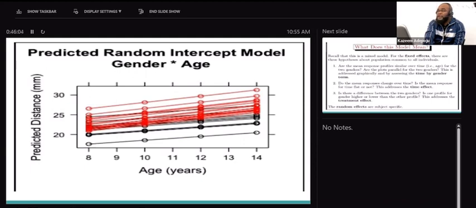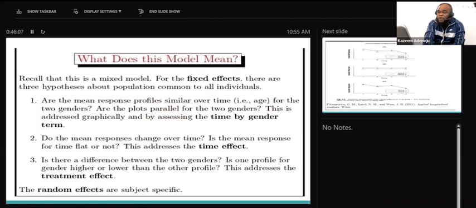Okay, I want to take a look at that. Now, what does this model mean? What does the result that we got mean? Are the mean response profiles similar over time? We want to look at the effect of age for the two genders. Are the plots parallel for the two genders? This is addressed graphically by assessing the time-gender interaction. If you want to test for parallelism, you test for the interaction. When the interaction is not significant, that's parallel. When it is significant, that is not parallel.